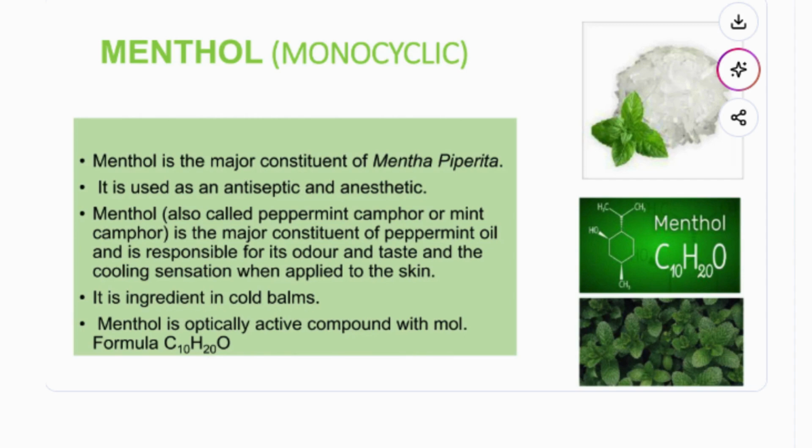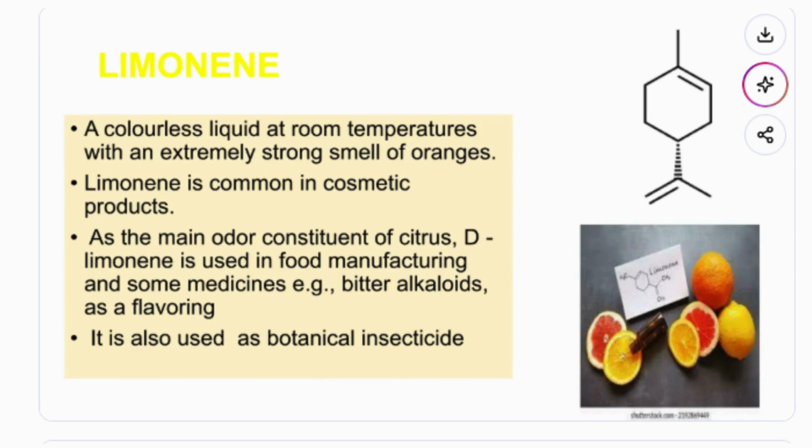the monocyclic form of the terpenoids. The second one we call limonene. Limonene is a colorless liquid at room temperature with an extremely strong smell of oranges. Limonene is common in cosmetic products. As the main odor constituent of citrus, D-limonene is used in food manufacturing and in some medicines, for example, to mask bitter alkaloids as a flavoring. It has also been used in botanical insecticides.